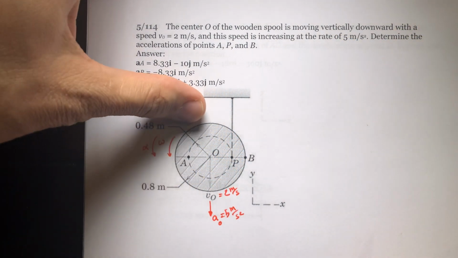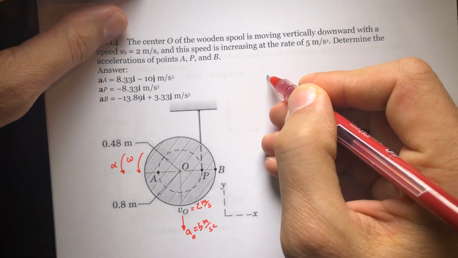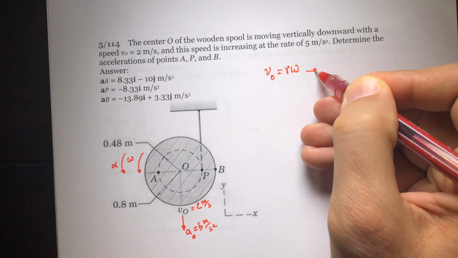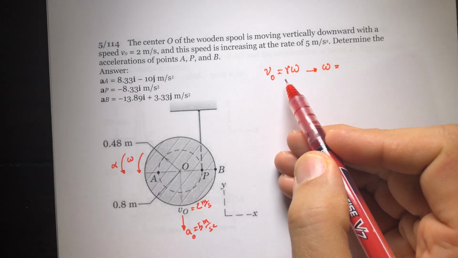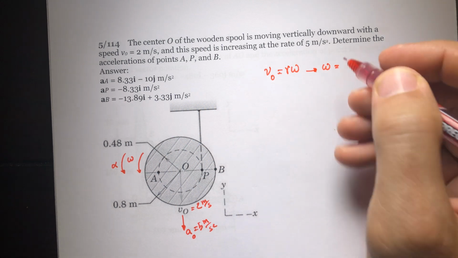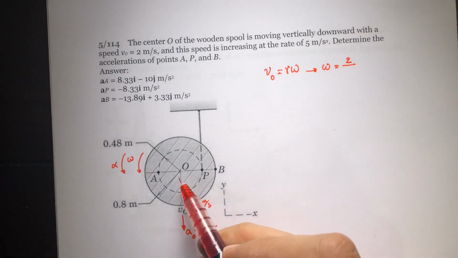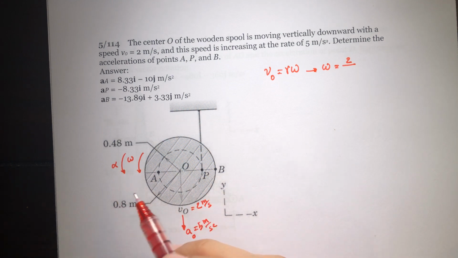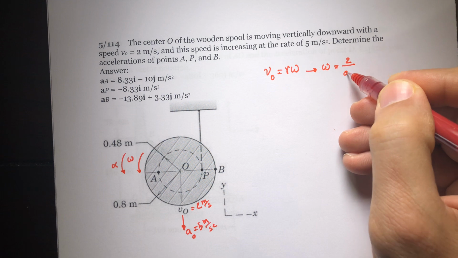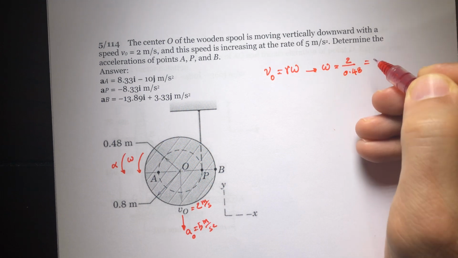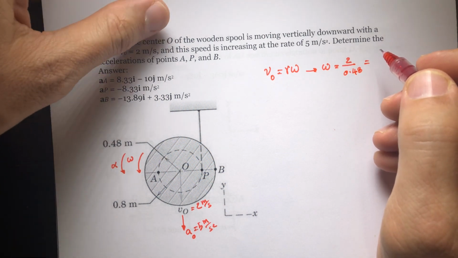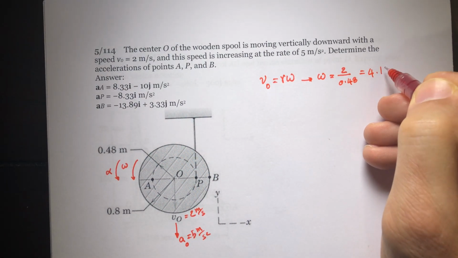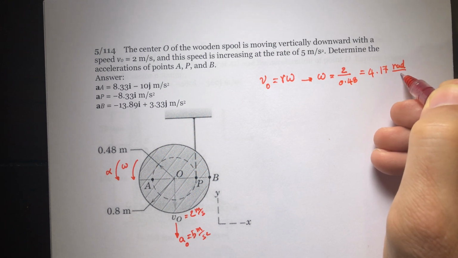Velocity of O, the equation was this. Velocity of the center is equal to r times omega. And from here, omega is going to be v_O divided by r. v_O is 2, and the smaller radius is 0.48. So divided by 0.48, omega will be 4.17 radian per second.